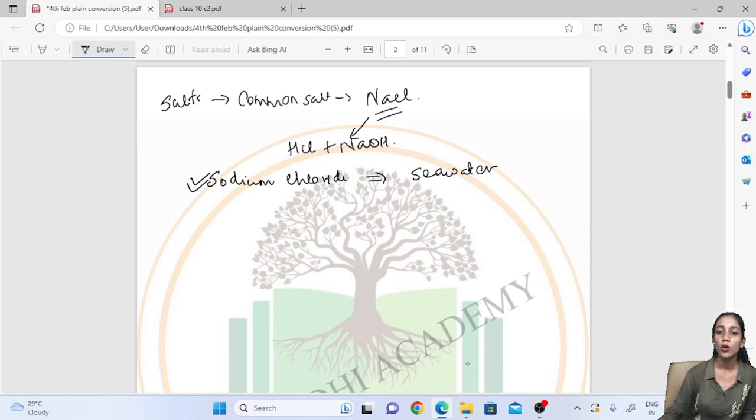So this salt is always present along with its impurities. Along with its impurities, it is present as crystals, and these crystals are present in the rocks. From there the sodium chloride is mined, like how coal is mined. So this is the common salt which we use.